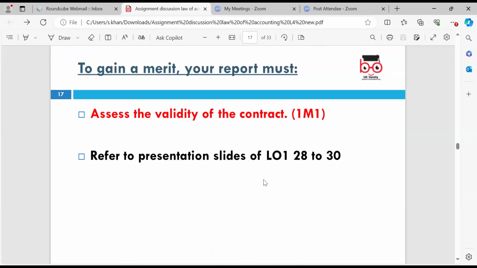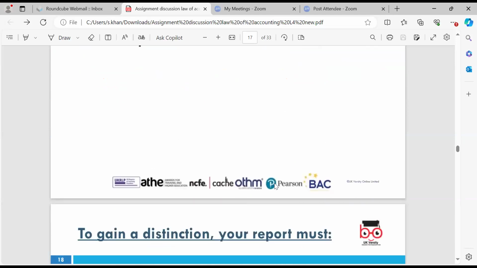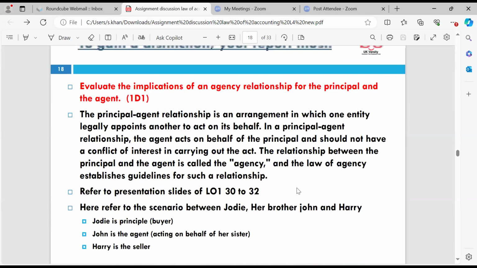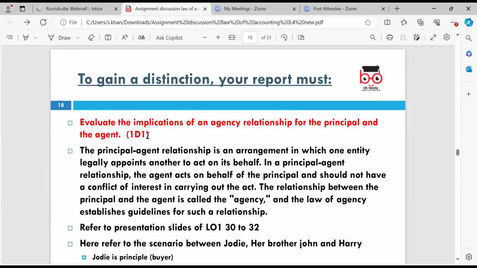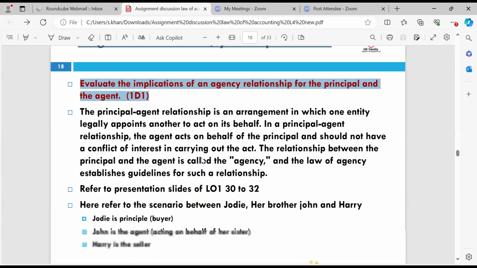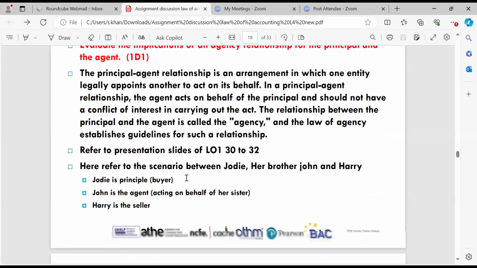Yes. Excellent. Then to gain a distinction for part B, you need to look at evaluating the implications of an agency relationship for the principal and the agent. You look at the principal relationship, and you would be referring to learning outcome 1 again, slides 30 to 32.